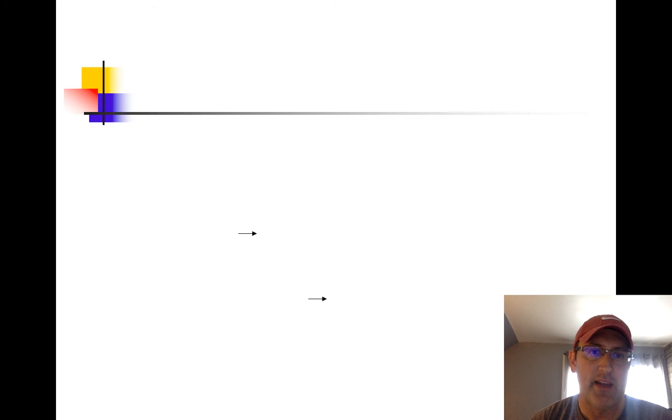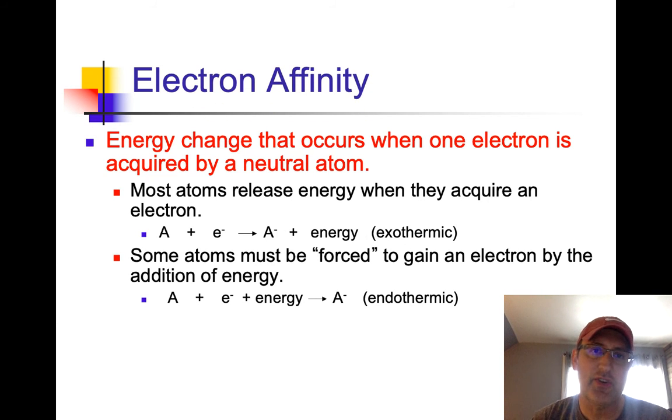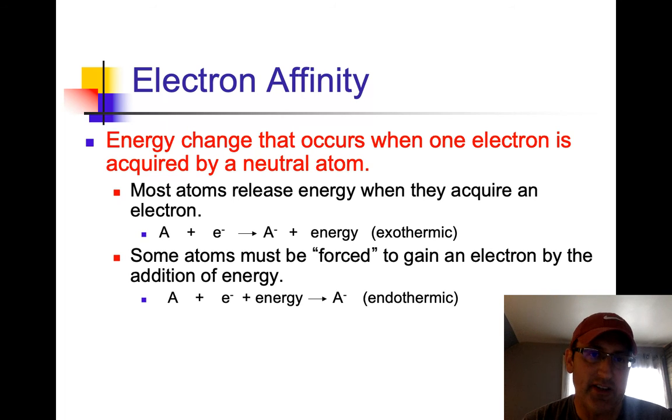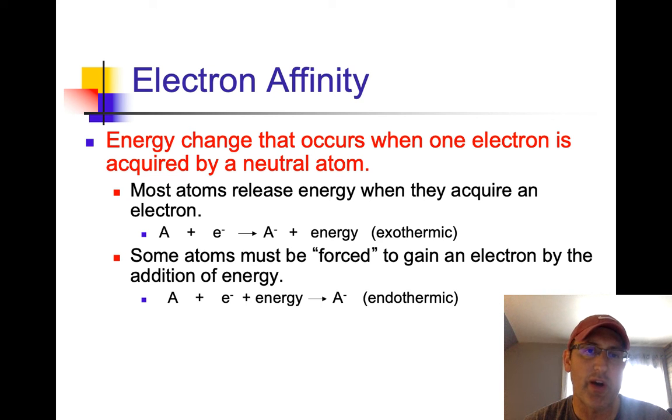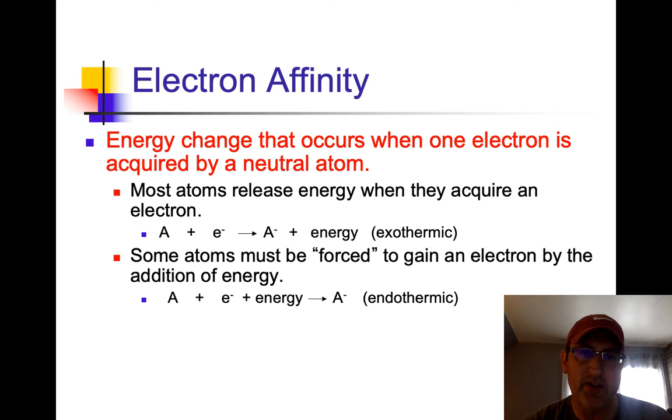Okay. And lastly, our electron affinity. And this really is just the opposite of ionization energy. Ionization energy, if you can remember, was the energy required to remove an electron. Electron affinity is just the opposite. It's the energy change that occurs when an electron is gained. So really with ionization energy, they're forming cations, and with electron affinity, they are forming anions.